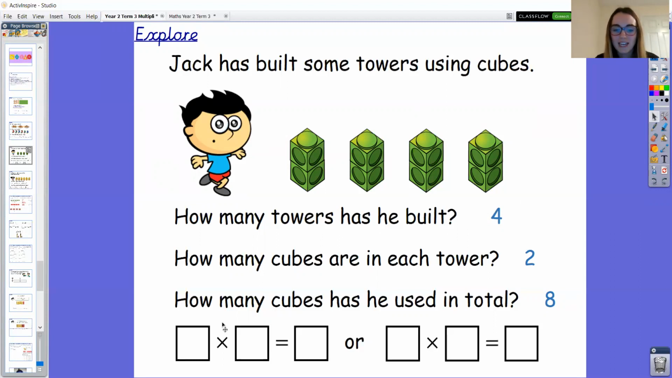Well done. Okay, let's have a look together. So we could have written 4 times 2 equals 8. Or, what do you remember about our learning in our previous steps? What can we do with the factor pairs? Well done. The factor pairs can be written in either order.